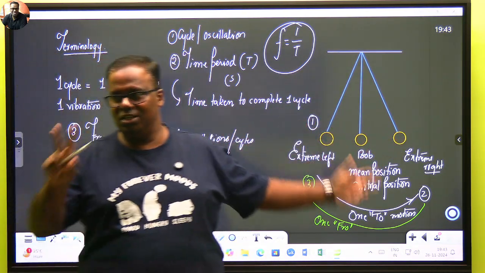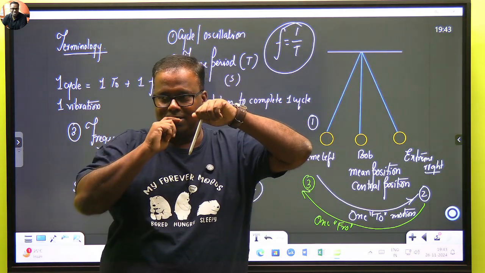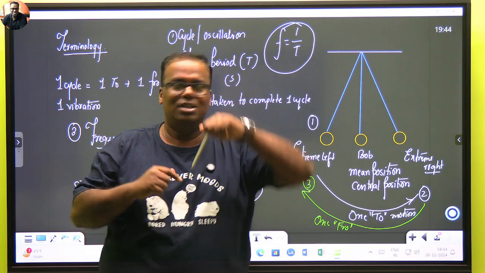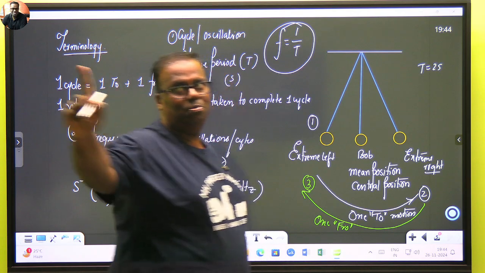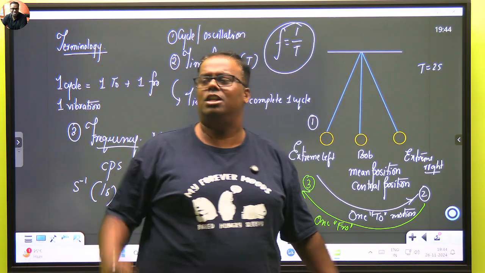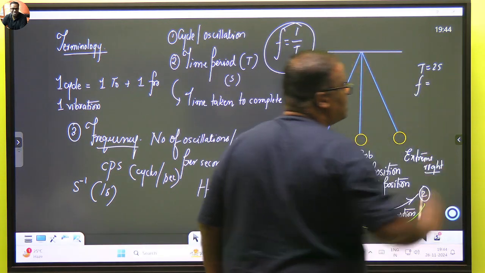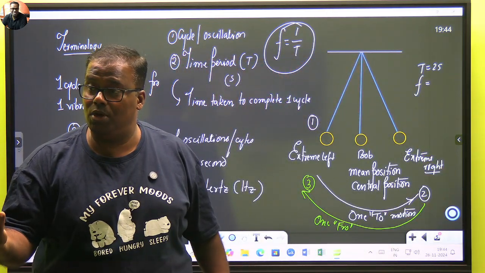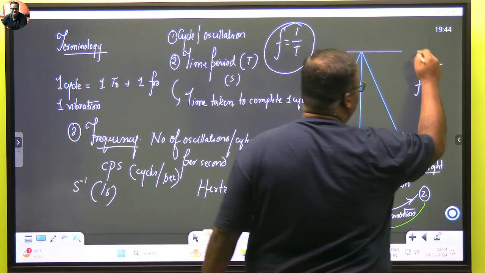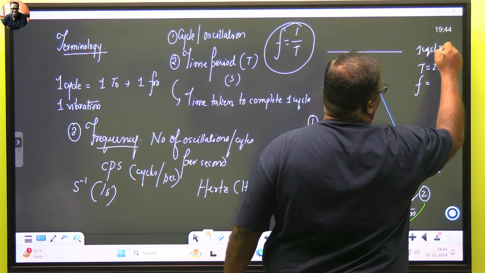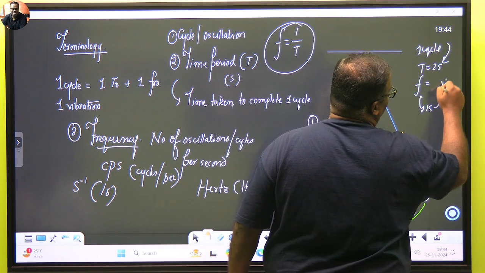If your time period is 2 seconds, what does this mean? To complete one oscillation, you took 2 seconds. So my question to you is, your time period is 2 seconds. That means to complete one cycle, you took 2 seconds. Now what is the frequency? Then you will ask yourself, sir is asking, in 1 second, how many do I make? Half. 2 seconds means 1 cycle takes 2 seconds. So frequency means half cycle in 1 second.